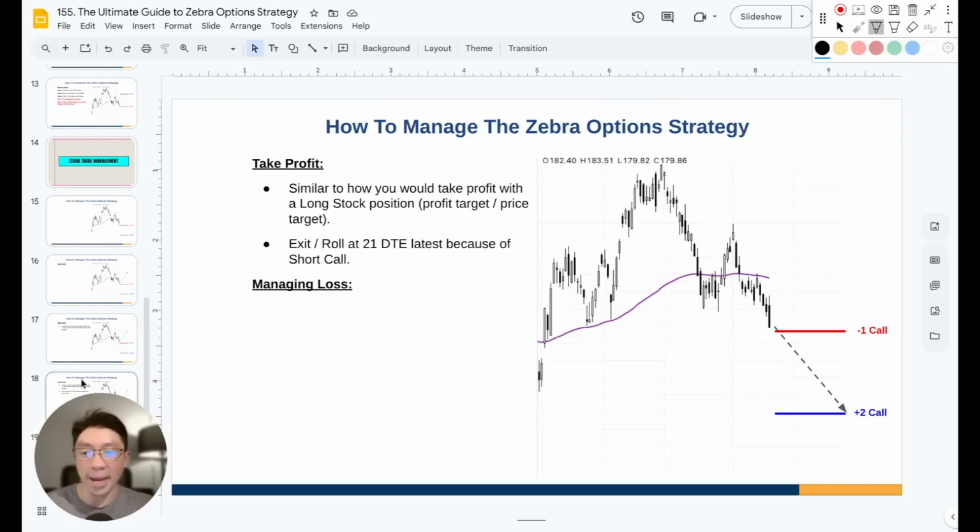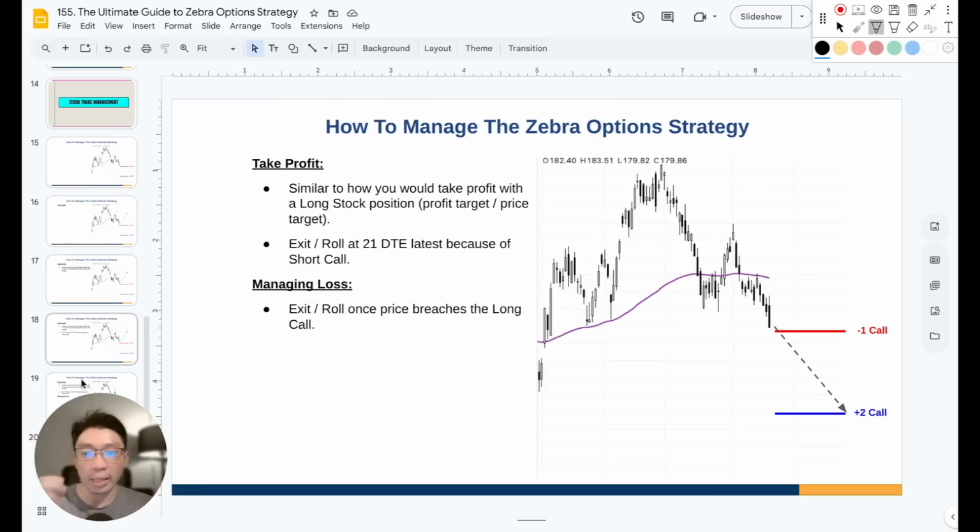Now, what about managing your loss? What if the market didn't actually go up? Instead, it went down. So if it goes down, then the first thing you can do is that you can exit or roll once the price actually breaches the long call down here. So this is a management strategy that the Tasty Trade team actually was the one to come up with. And they mentioned that if the price was to go down to the point where it touches the long call, then you just roll it. That means you just want to re-establish the whole position again.